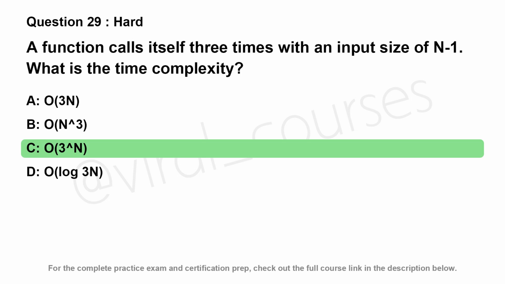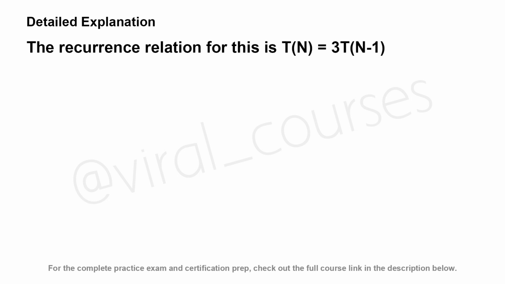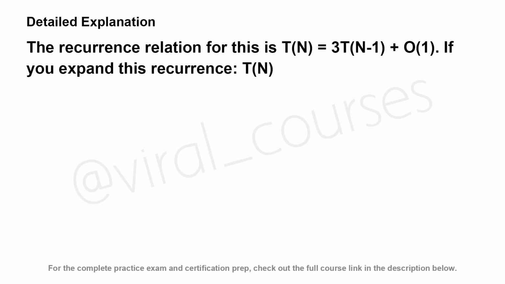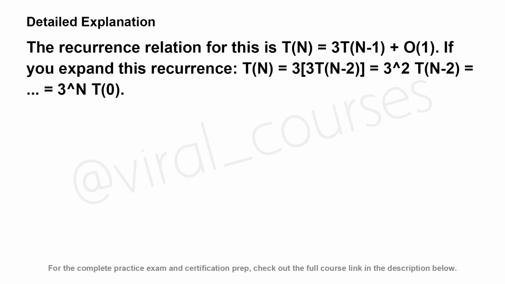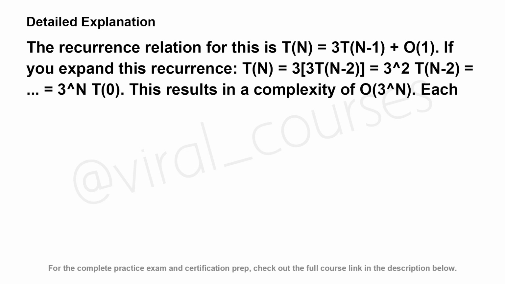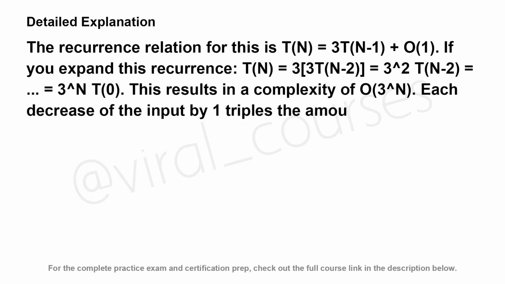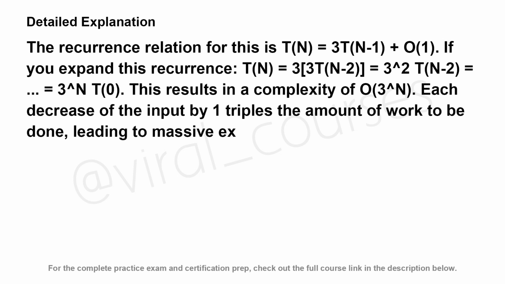The correct answer is C. The recurrence relation for this is T(n) equals 3T(n-1) plus 1. If you expand this recurrence, T(n) equals 3T(n-1), equals 3 squared T(n-2), equals 3 to the n T(0). This results in a complexity of 3 to the n. Each decrease of the input by 1 triples the amount of work to be done, leading to massive exponential growth.